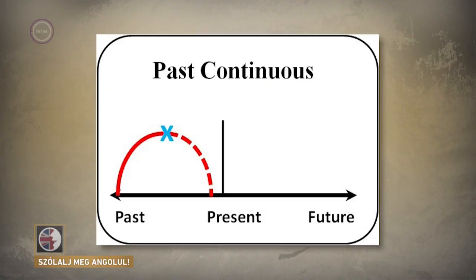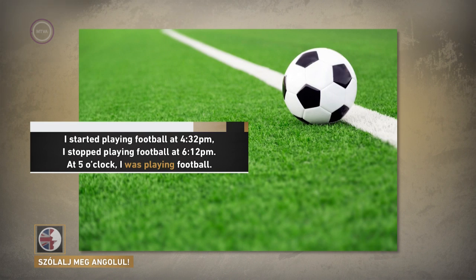Okay, so we know the spelling and we know when we use the past continuous. We use the past continuous tense to talk about things that were happening at a certain time in the past. We know that the action we're talking about started before a certain time in the past and it continued until after that time in the past. I started playing football at 4:32 p.m. I stopped playing football at 6:12 p.m. At 5 o'clock, I was playing football.